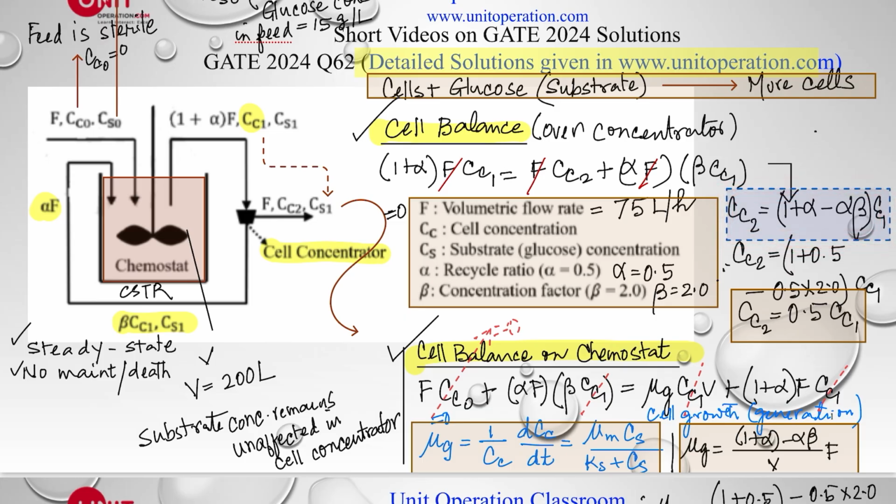And we already know the values of α and β, which are already given here in the problem. If we do that, we get CC2 is equal to 0.5 CC1. All these things are given on the website here. So basically CC2, which is this one, is going to be equal to half of CC1. So that's what the calculation says.